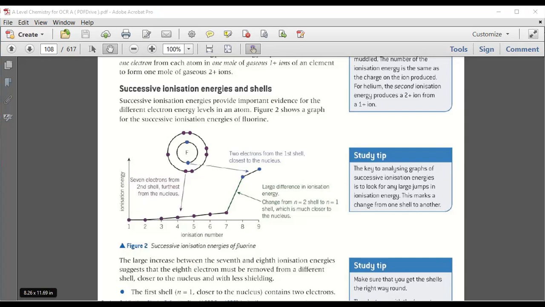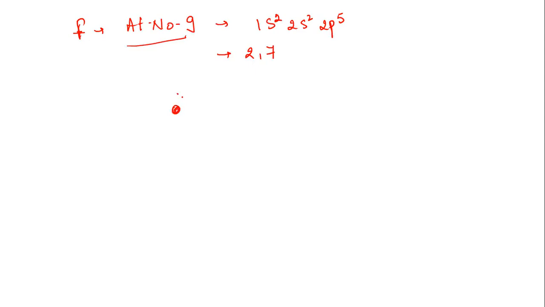Now, this has been shared with you. Fluorine, atomic number 9. The electronic configuration is 1s2, 2s2, 2p5, or we can say just 2 and 7. This is your nucleus, first shell, second shell, with 2 electrons and then 7 electrons.